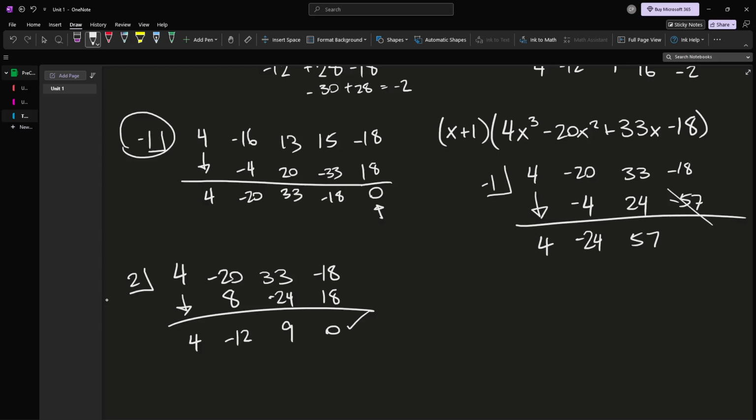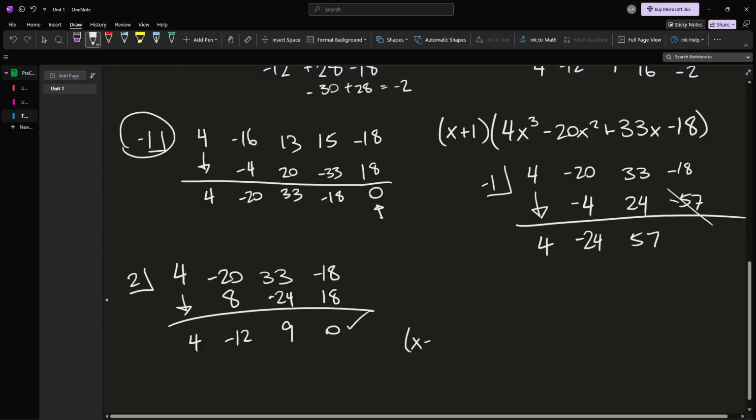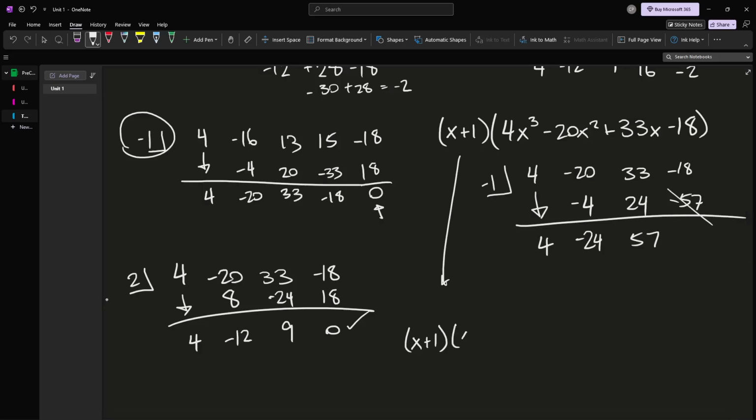And now I rewrite everything. I personally like to rewrite everything so I don't forget. I am quick to forget. So I'm going to bring the x plus 1 down. Now the x minus 2. And then 4x squared minus 12x plus 9.